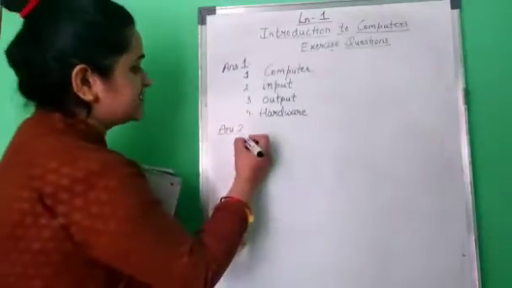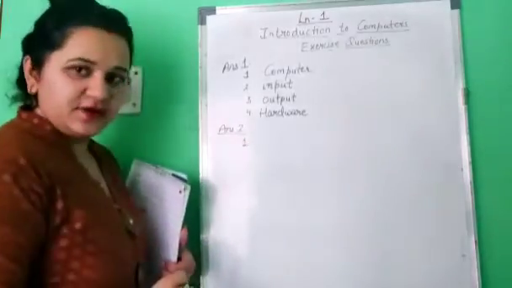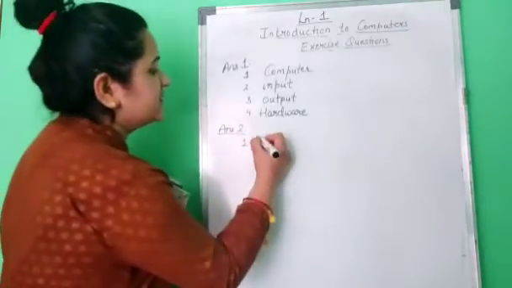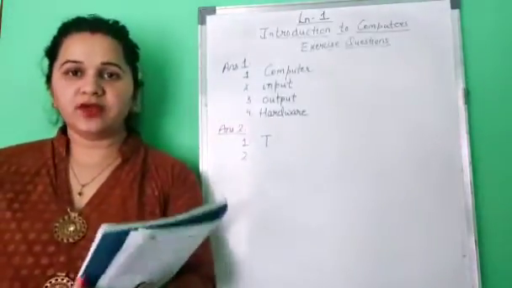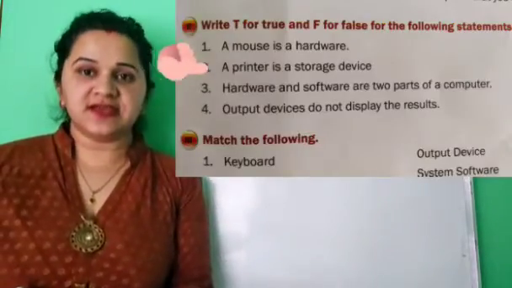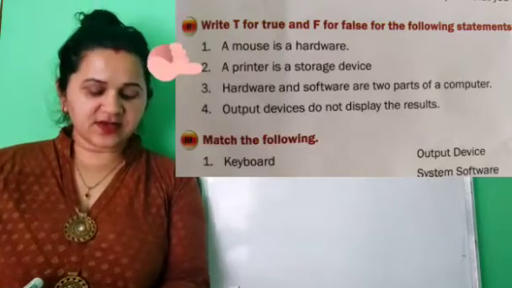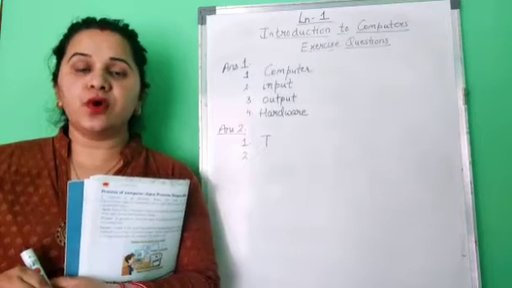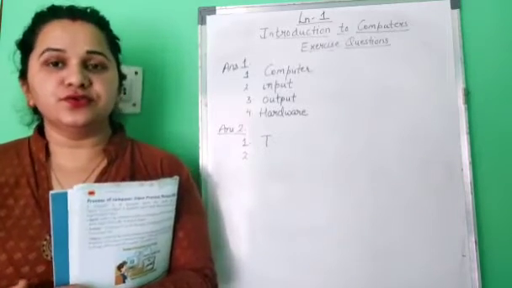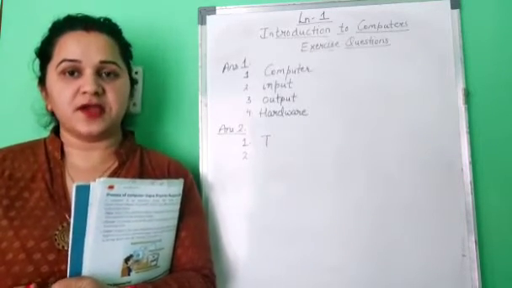Yes children, it is a hardware, we can touch it. So, this statement is true. So, write down T. Okay. Now, come to the second. A printer is a storage device. Storage devices are used to do what? Yes, children, they are used to store the data or information.